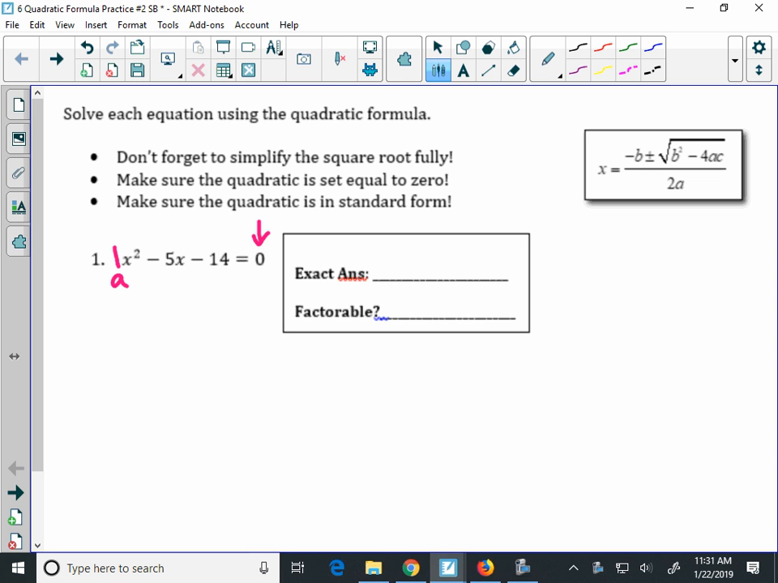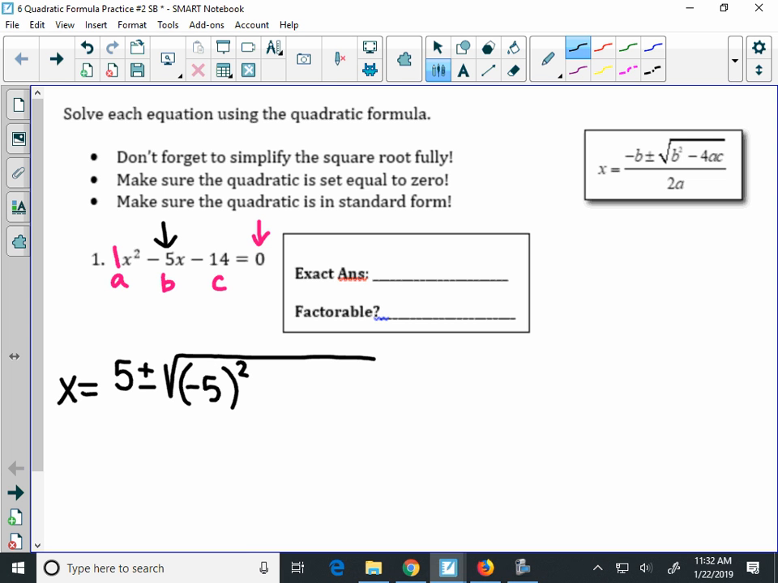A is the first coefficient, which is 1 here. B is -5, and C is -14. We're going to put those into our quadratic formula. Now it starts with the opposite of B. Now the opposite of -5 is +5, plus or minus a giant square root. Under the square root, you do the B, which is -5, always put it in parentheses, squared, minus 4 times A times -14, which is C, all over 2 times A.